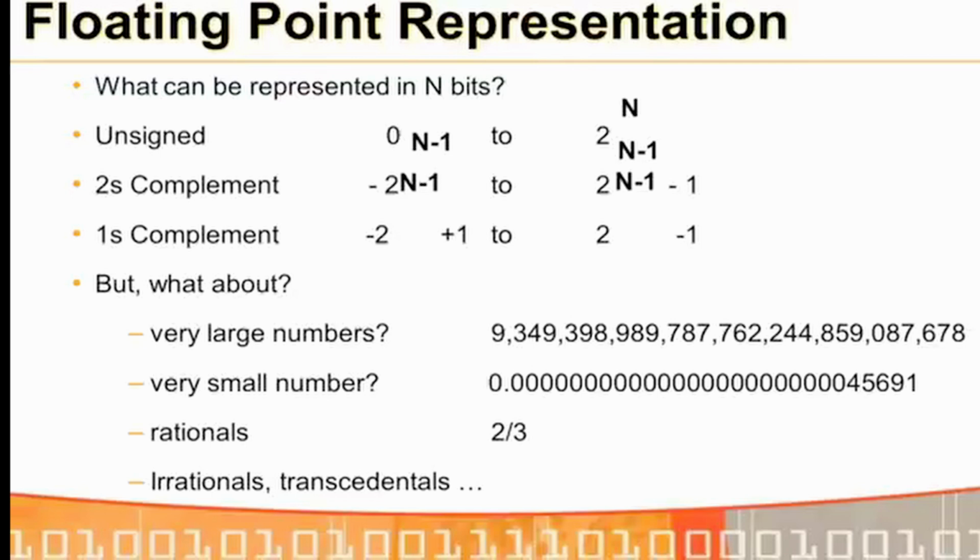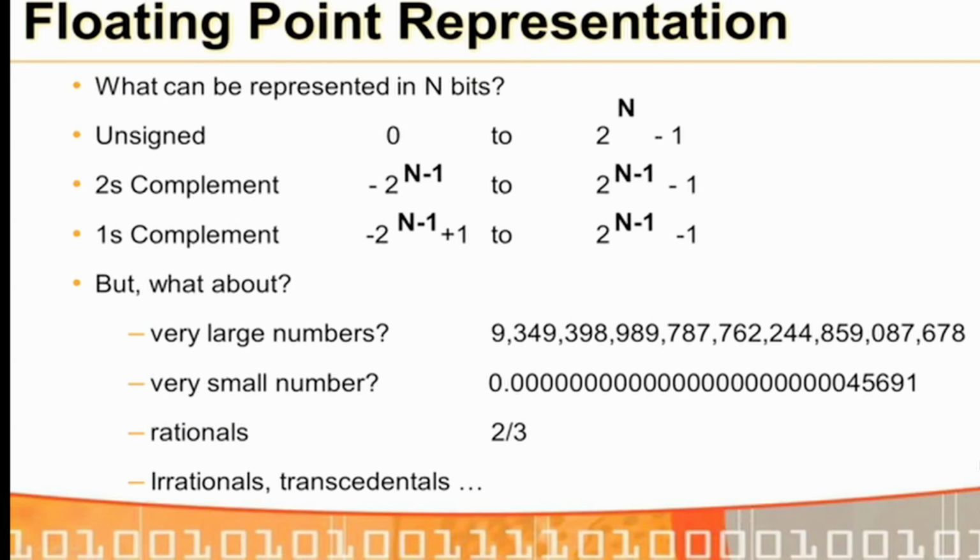Now let us look at floating point representation. Before going to that, what can we do with n bits if it is unsigned? If it is unsigned, I can represent anything from 0 to 2 power n minus 1. If it is 2's complement, it is minus 2 power n minus 1 to 2 power n minus 1 minus 1. For 1's complement I can do minus 2 power n minus 1 plus 1 to 2 power n minus 1 minus 1. These things we have seen in your digital course and of course in your CS 100.